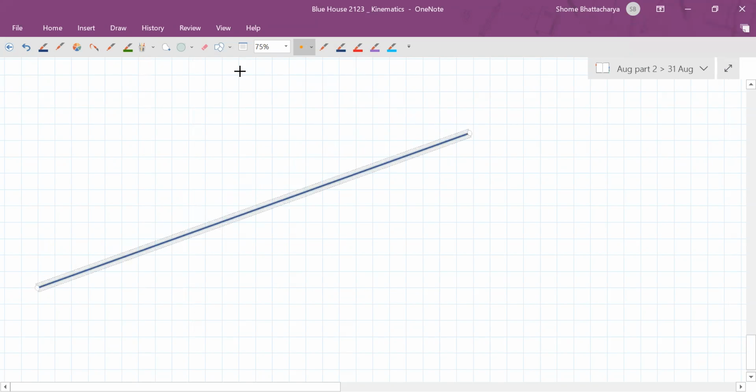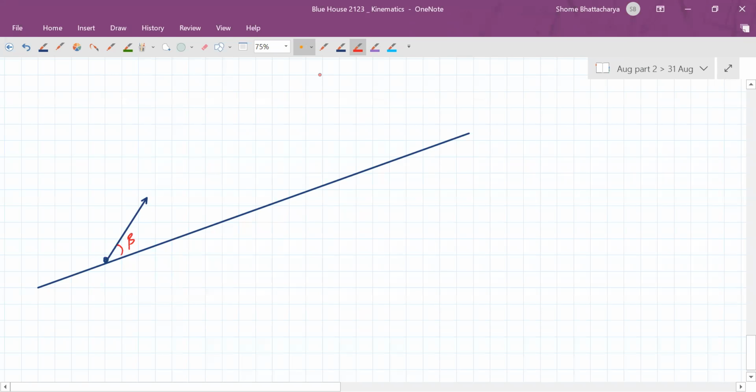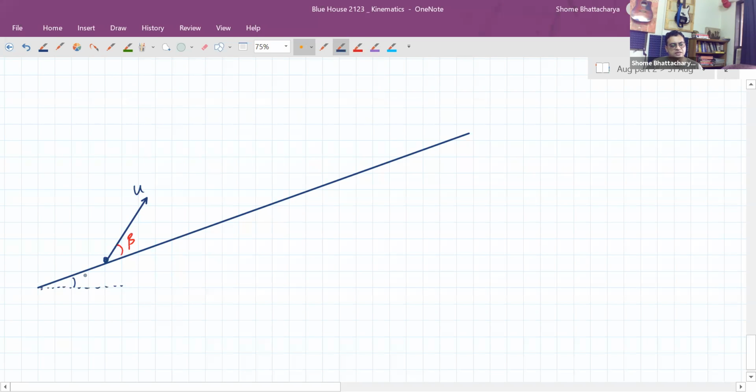Yes, sir. Sir, my time of flight is coming something like 2u sin theta upon g cos theta. G cos alpha, correct. The numerator will have a sin beta, 2u sin beta, and the denominator will have a g cos alpha, correct? Yeah, you should be getting that. Okay, good. So with respect to this, the angle is alpha.